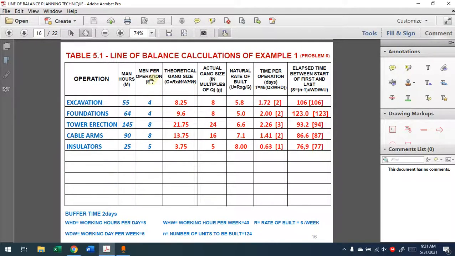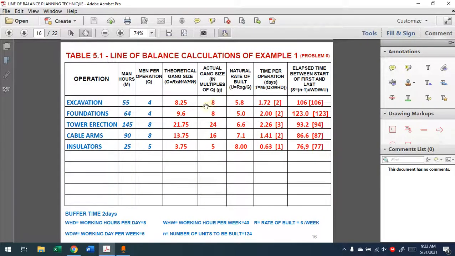an information that we need, which is men per operation, which is 4 persons required. So those values here will be a multiple of men per operation. So this is 8.25. We'll say 8, the closest multiple of 4, which is 4, 8, 12. For example, for 8 there will be 8, 16, 24, and 24 is the closest one. Multiple of 5: 5, 10, 15. So 3.75 is closest to 5. This will be the actual gang size.